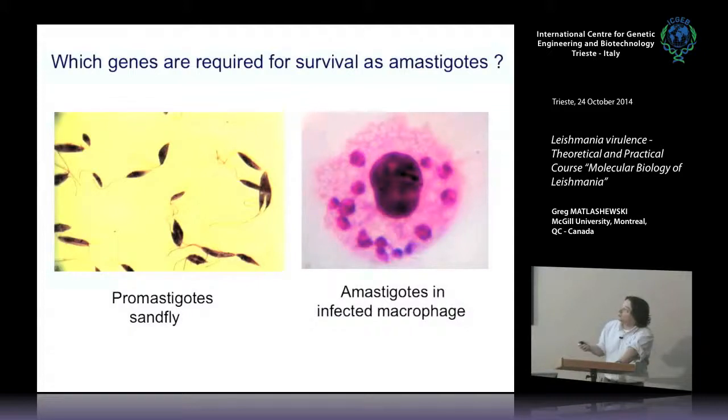And the question we asked was, what are the genes that are needed for the parasite to survive in macrophages? Those genes must be different from those genes. So there should be something genetically that allows the parasite to live in different environments. So what are those genes? We know there's 8,000 genes. Which ones are required for survival in macrophages? Because these may be important for the pathology of the disease.